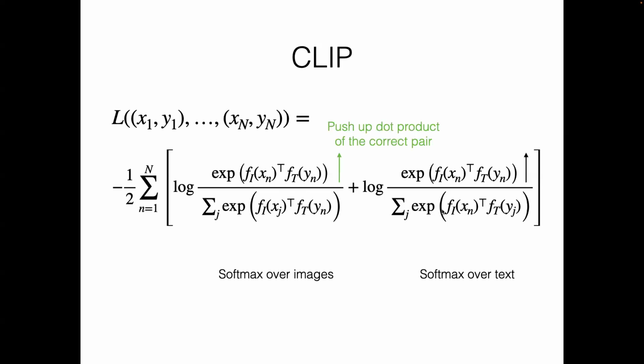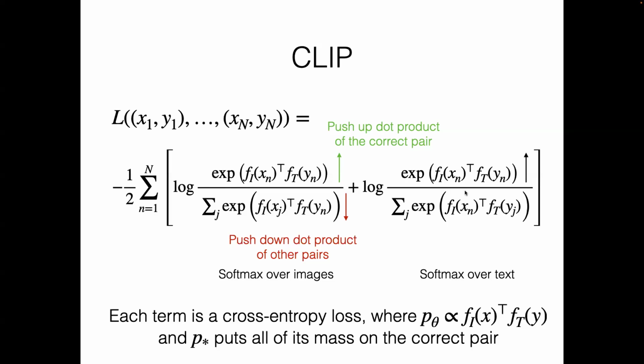So if you reason through what this is doing, if you minimize this loss, you'll want to maximize this because you have a minus here. So you'll want to push up the dot product of this correct pair. And then everything has to sum to 1. So if you push this up, then this will go towards 1. And so everything else has to be pushed down because all the scores have to sum to 1. So this is the effect that doing this has. It pushes up the score of the correct pair and pushes down the other ones. And similarly for the text.